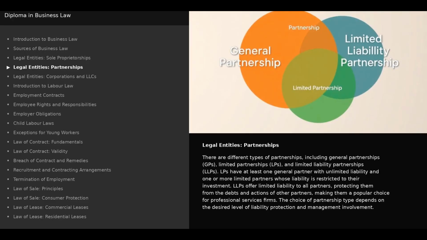There are different types of partnerships, including general partnerships, GPs, limited partnerships, LPs, and limited liability partnerships, LLPs. LPs have at least one general partner with unlimited liability and one or more limited partners whose liability is restricted to their investment. LLPs offer limited liability to all partners, protecting them from the debts and actions of other partners, making them a popular choice for professional services firms. The choice of partnership type depends on the desired level of liability protection and management involvement.